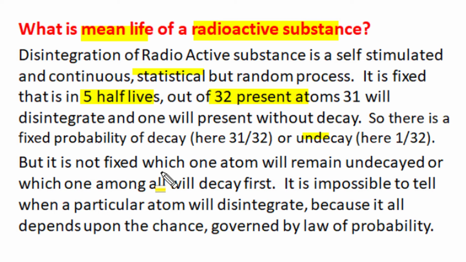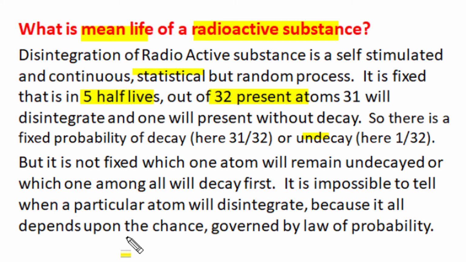But it is not fixed which out of those 32 atoms will remain undecayed, or out of 31 which get decayed, which one will decay first. Everything is random and one cannot predict or tell about a particular atom whether that will decay or not decay in a certain specified time.